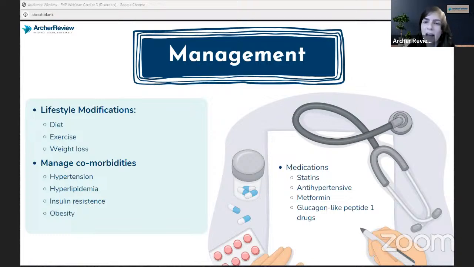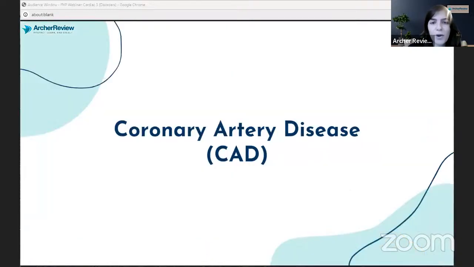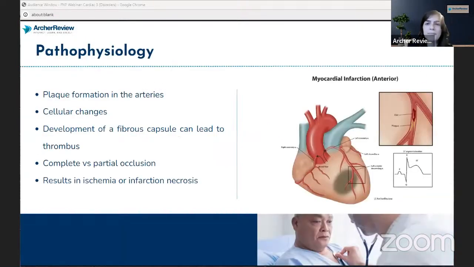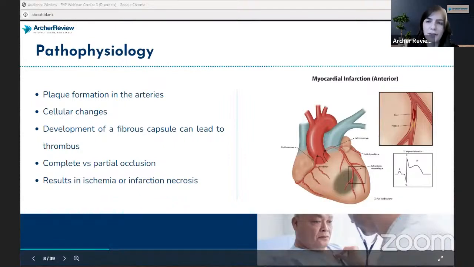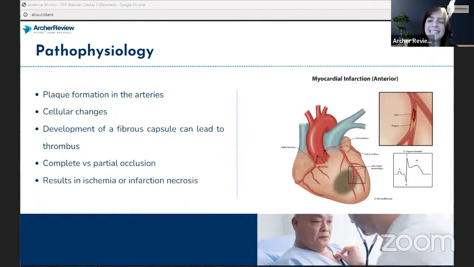So now let's talk about some of those heart diseases we're trying to prevent. We're going to start with coronary artery disease. So as you all remember by now, your coronary arteries provide the main blood supply to your heart, right? So coronary artery disease is when there's plaque formation in those arteries and it's preventing that blood supply to the heart. It's the most common form of cardiovascular disease in the US. It's the leading cause of death in the US and it's the third leading cause worldwide.